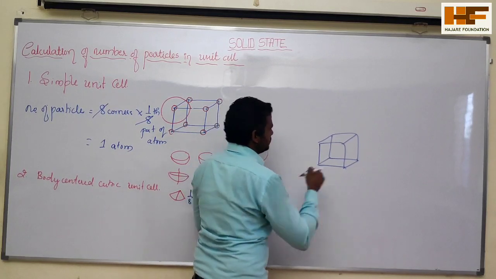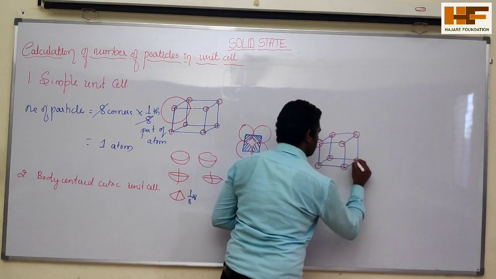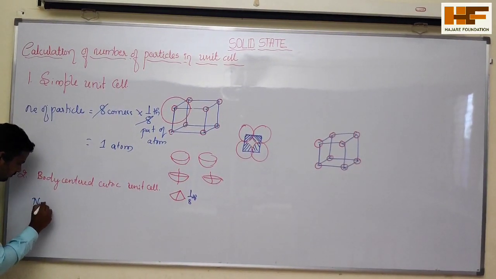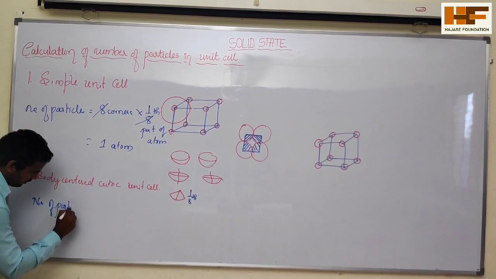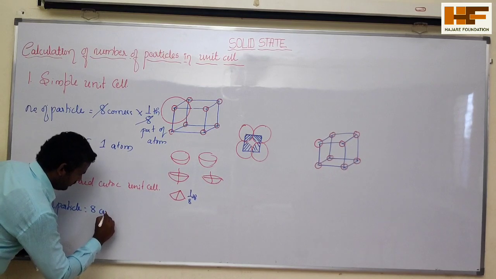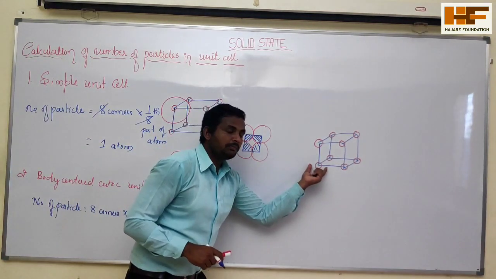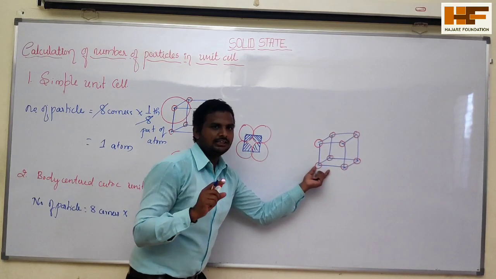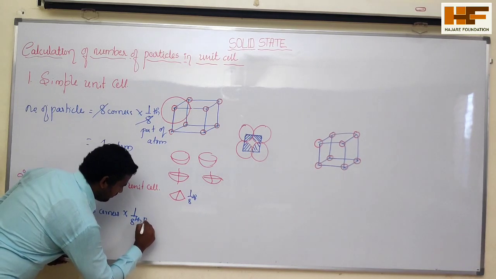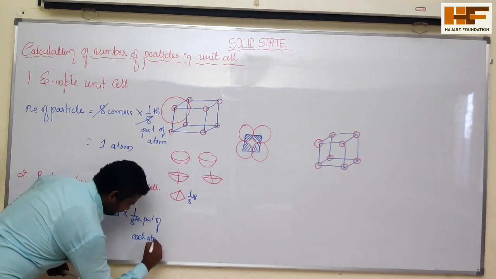So in all the corners we are having 1/8 part. Right? So here we are having the number of particles. We are having 8 corners. So hence, in that 8 corners, the 1/8 part of the atom is present. So the contribution will be 1/8 part of each atom.